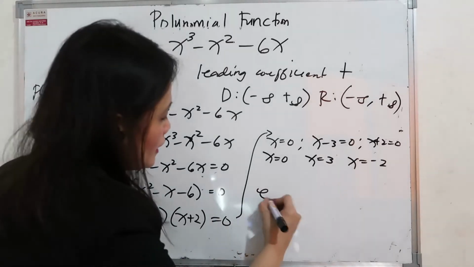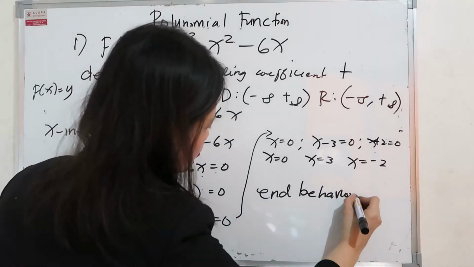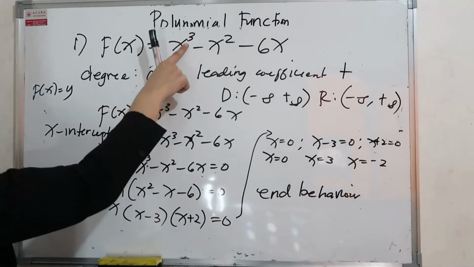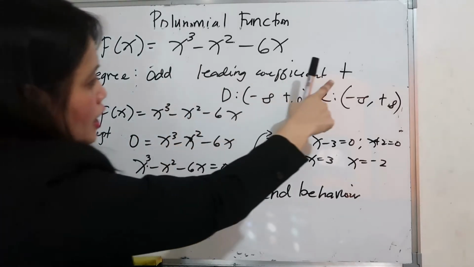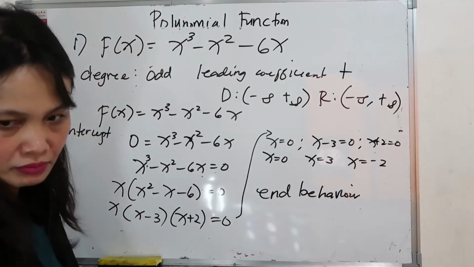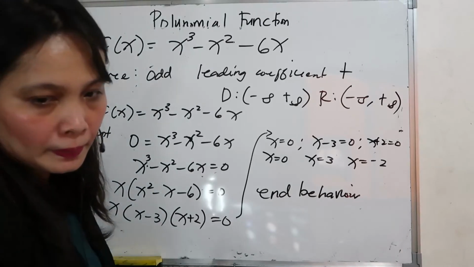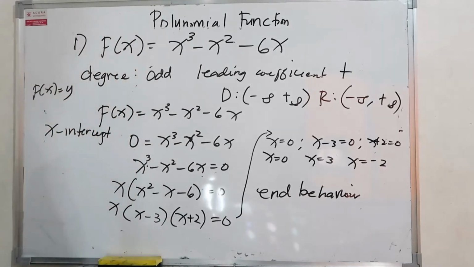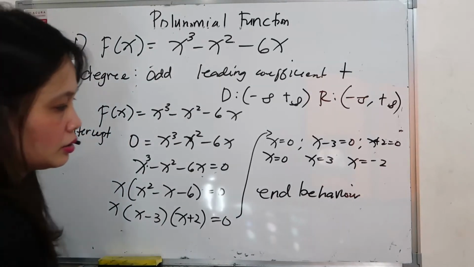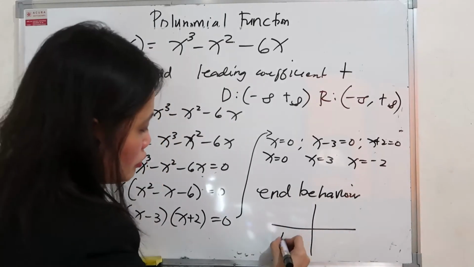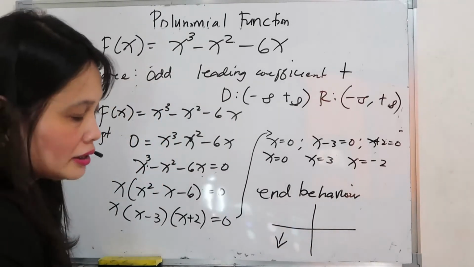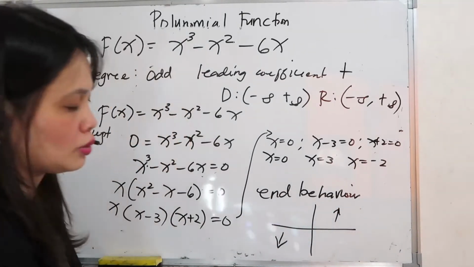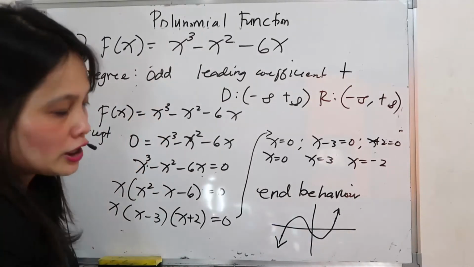Now, what is the end behavior of this function? The degree is odd, obviously. The leading coefficient is positive. So what is the end behavior? The first point will be in the third quadrant, and the last point will be in the first quadrant. So the graph is like that.